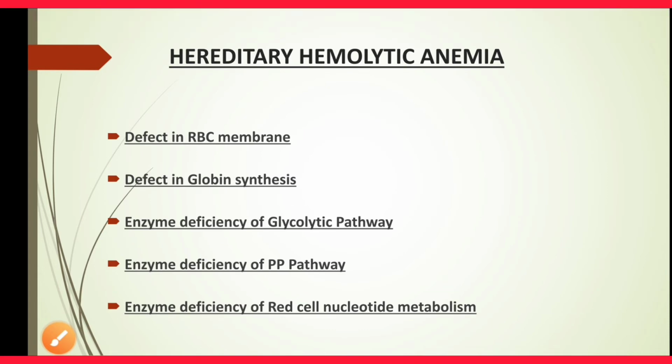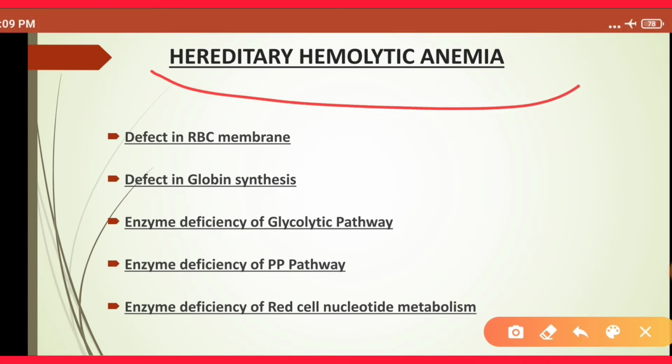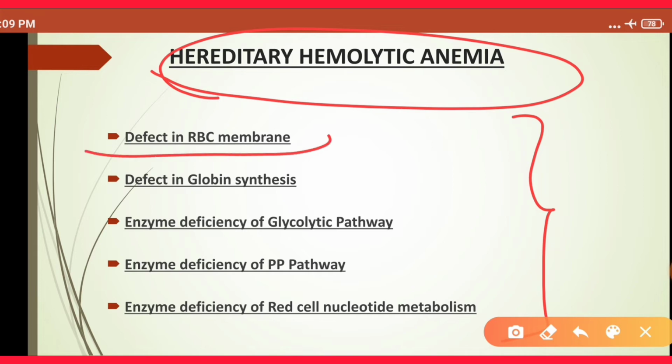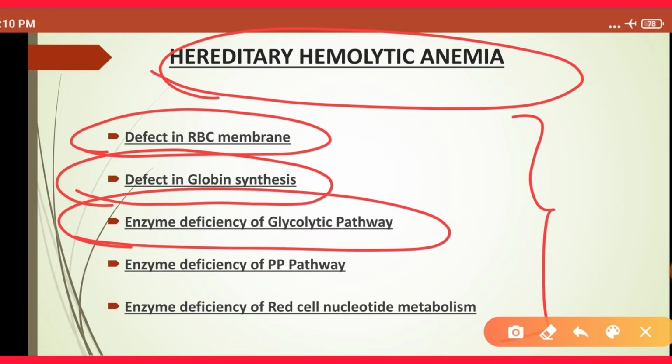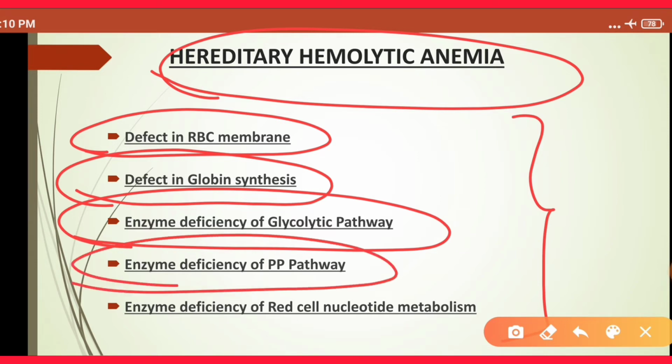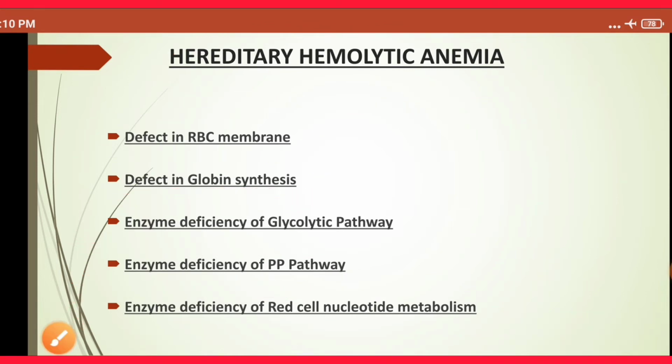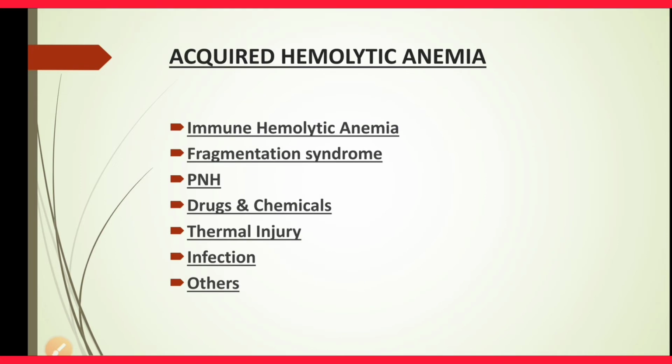So it can be hereditary or acquired. Further, this hereditary hemolytic anemia that is present from the birth can be divided into five subtypes. The first subtype is defect in the RBC membrane. Second, there can be defect in the globin synthesis. Globin chain is present in the hemoglobin. Third variety is you can have enzyme deficiency of the glycolytic pathway from the birth. Fourth, you can have enzyme deficiency of the pentose phosphate pathway. And finally, you can have enzyme deficiency of the red blood cell nucleotide metabolism. So these five are the subtypes of hereditary hemolytic anemia.